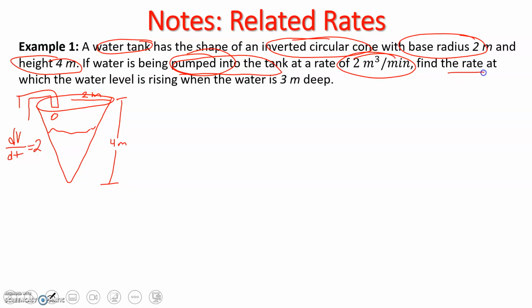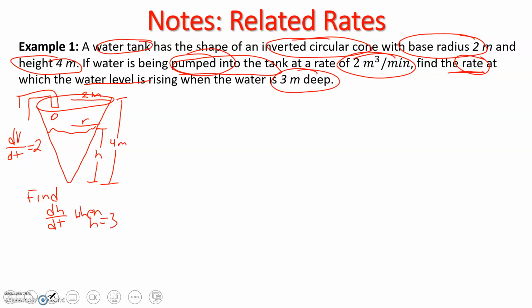The question is, find the rate at which the water level is rising. So we want to know the height of the water and how fast that's changing with respect to time. Note here, this is the radius of the water at the level. And we would like to find dh/dt when the water is 3 meters deep. So when the height is 3.